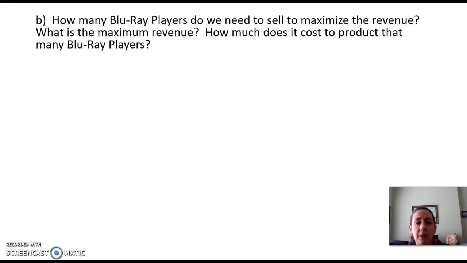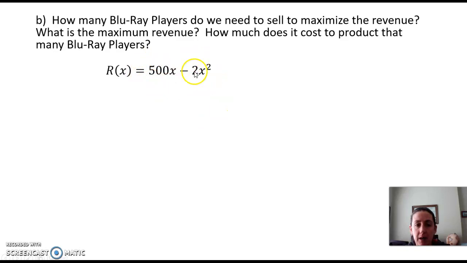Let's continue this same example a little bit more. How many Blu-ray players do we need to maximize the revenue? What is the maximum revenue? And how much does it cost to make that many Blu-ray players? So we're looking for maximum revenue. Remember what our revenue function was, 500x minus 2x squared.